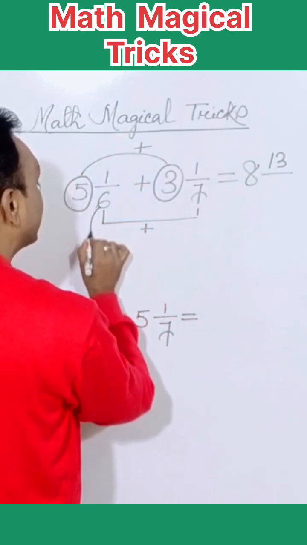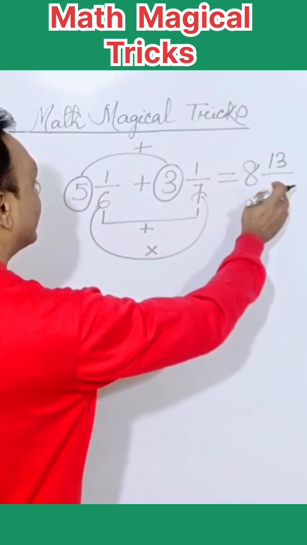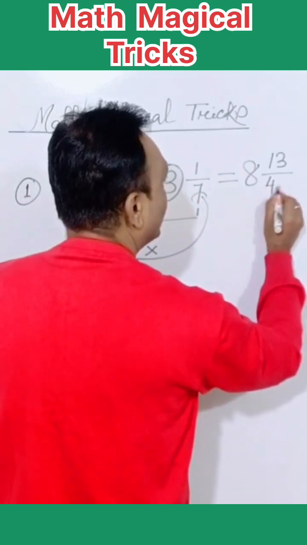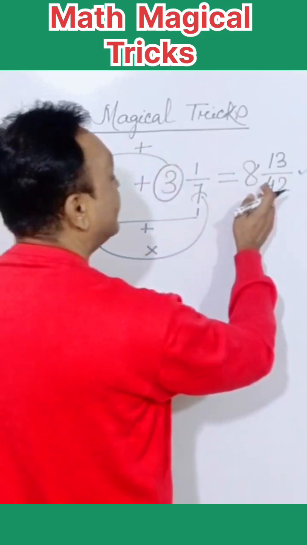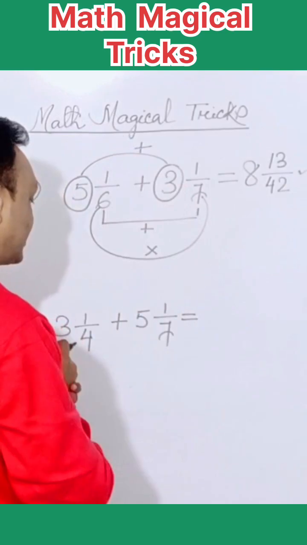Now you have to multiply these two numbers. You have to write that in the denominator. 6 7s are 42. So 42. So this is the answer for these additions. 8:13/42 is the correct answer for these additions.